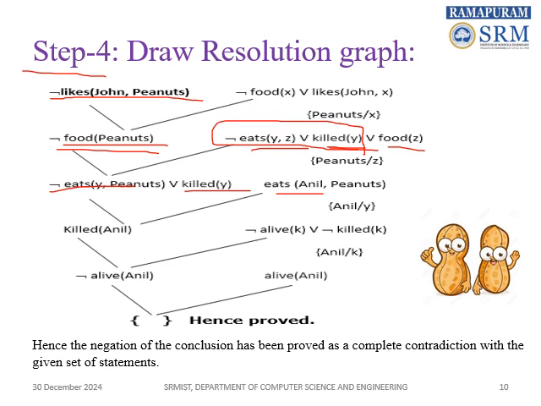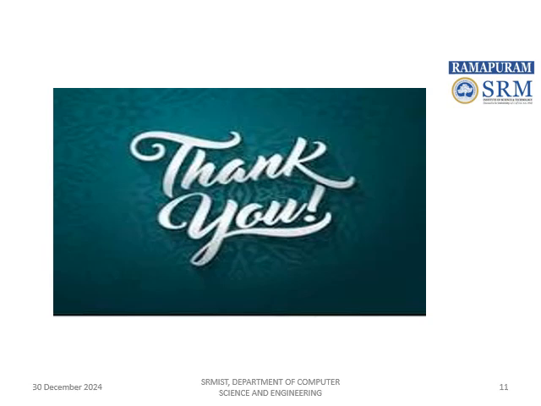Killed, so I am going to choose the statement with not killed. So both these two will be cancelled. Only not alive will come out. Okay, if I have not alive, I am checking with the alive statement. Both will be cancelled by each other. Then it is proved. Okay, hence the negation of the conclusion has been proved as a complete contradiction with the given set of statements. Okay, so this is how you can prove first order logic by using the resolution method. Thank you.